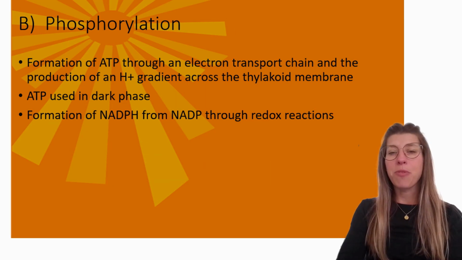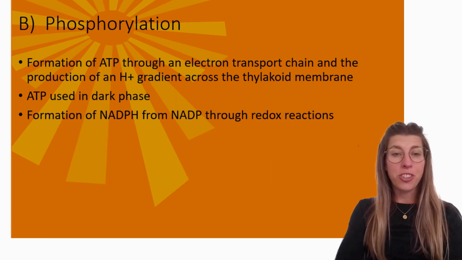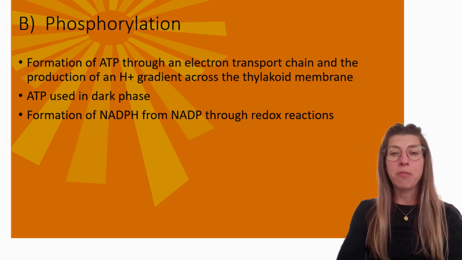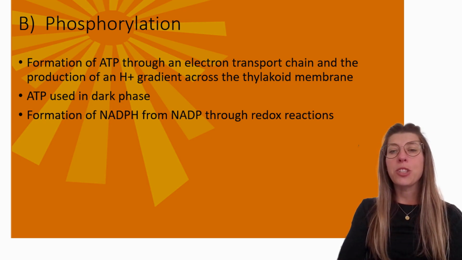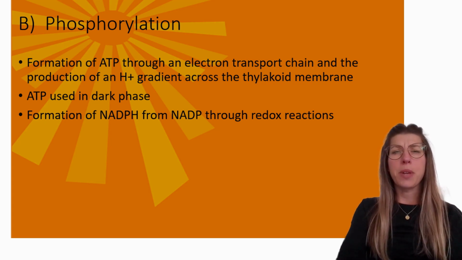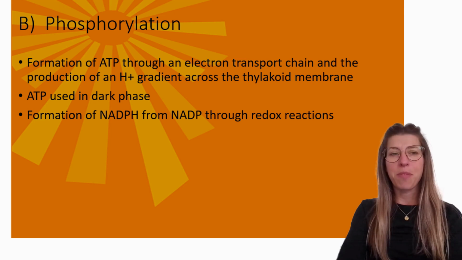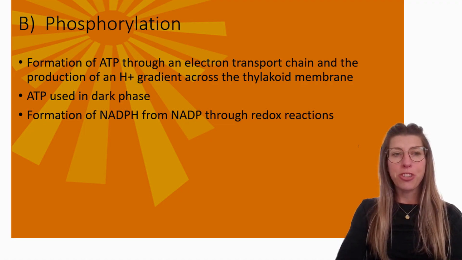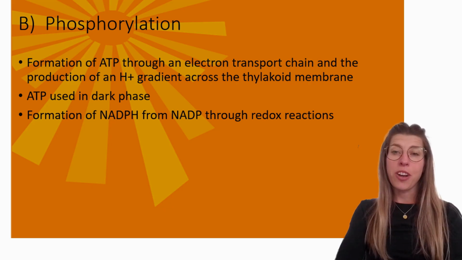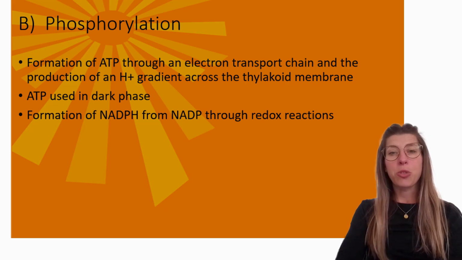Lastly, let's talk about phosphorylation for a little bit. So the formation of ATP through an electron transport chain and the production of a hydrogen gradient across the thylakoid membrane involves phosphorylation. We have ATP that is used in the dark phase, or the Calvin cycle, or we call it the light independent phase. And we also see the formation of NADPH from NADP through redox reactions. So again, we'll see phosphorylation happening very similarly to cellular respiration.